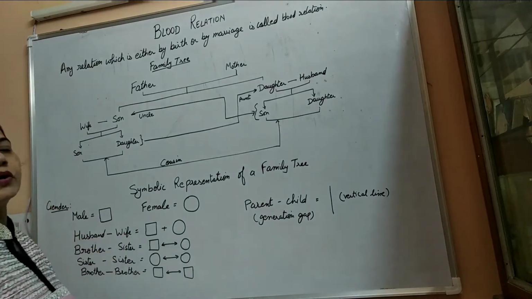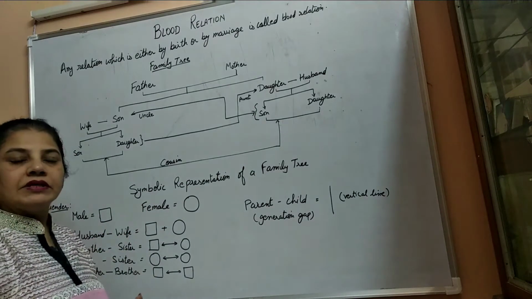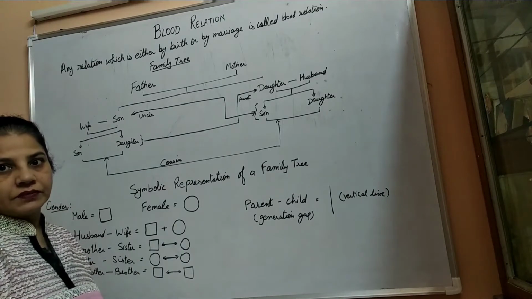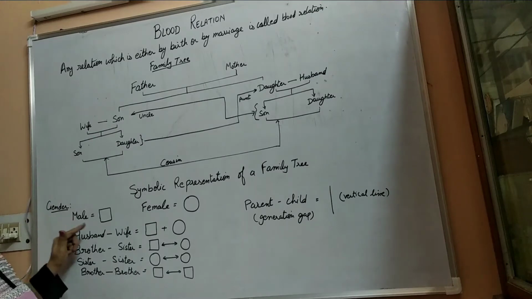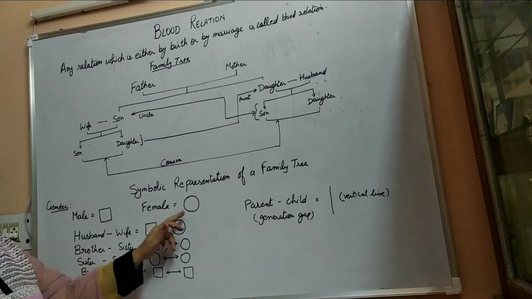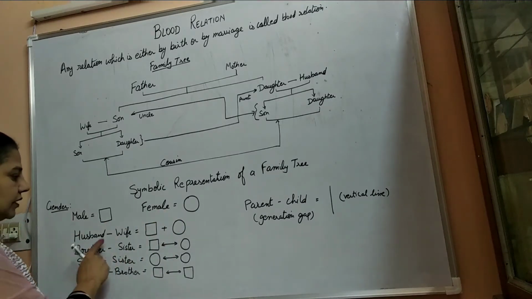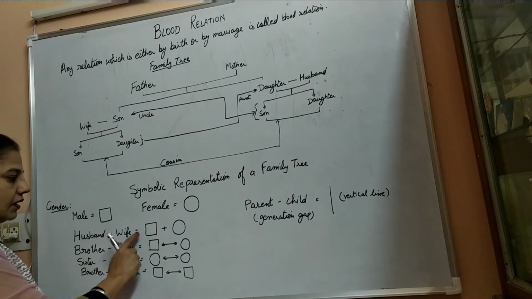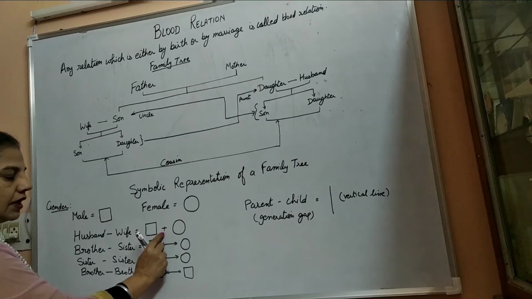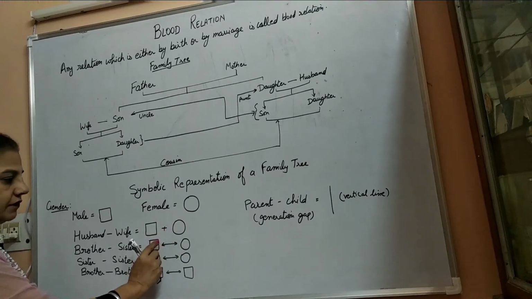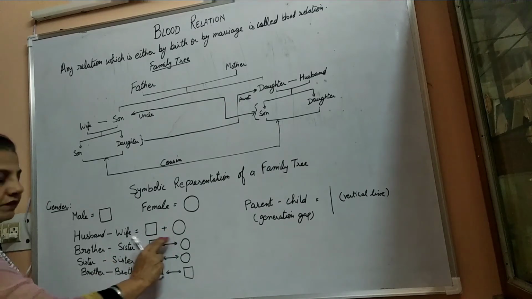It is very important to represent a family tree in a symbolic form, so we have given this gender. Let male represent a square and female represent a circle. Now, husband is male, wife is female. So a square, a circle and a plus sign mean they are husband and wife.